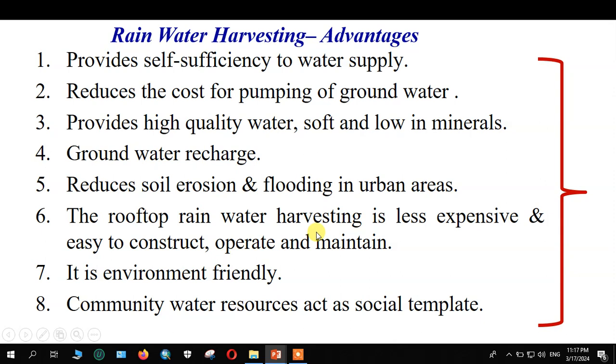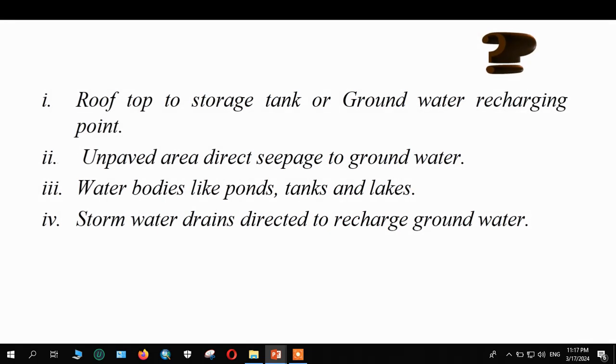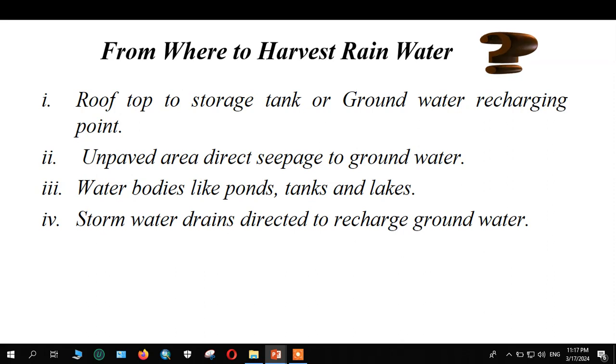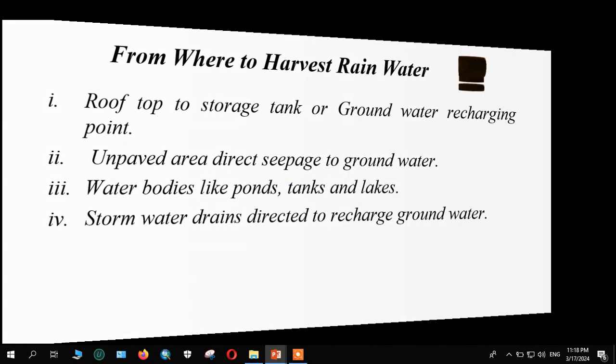Community water resources act as social templates. This is the advantage of rainwater harvesting. From here we can harvest water. The first one, rooftop to storage tank or groundwater recharge point, and paved area direct seepage to groundwater, water bodies like ponds, tanks, and lakes. Stormwater drainage directly to recharge groundwater. We can collect or harvest water from these three.